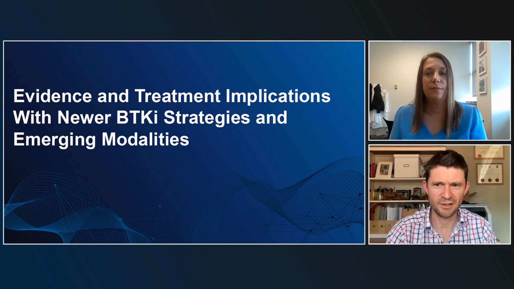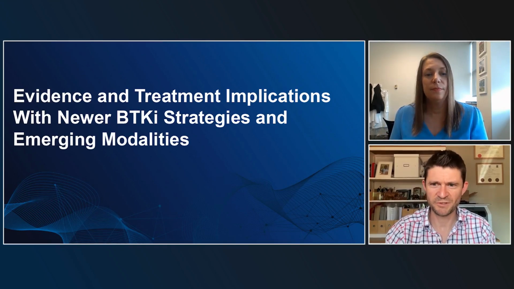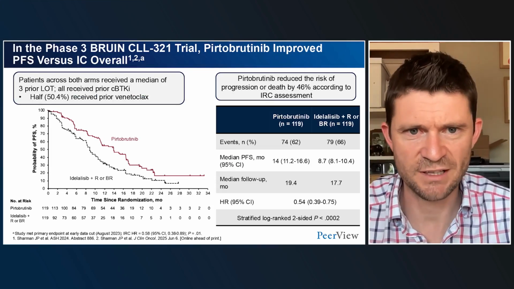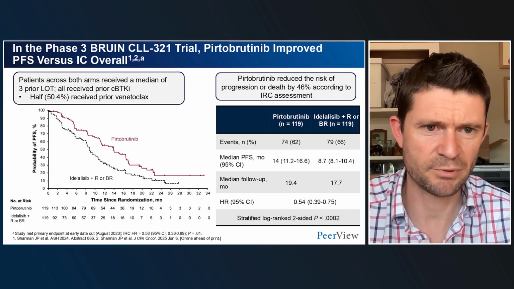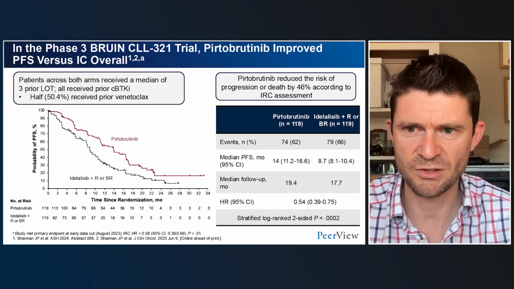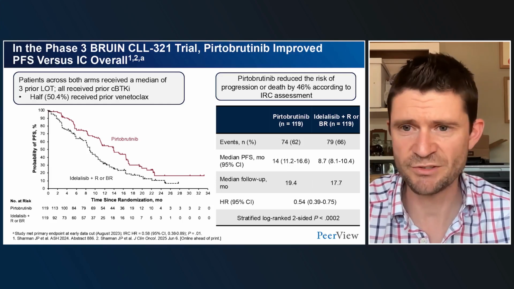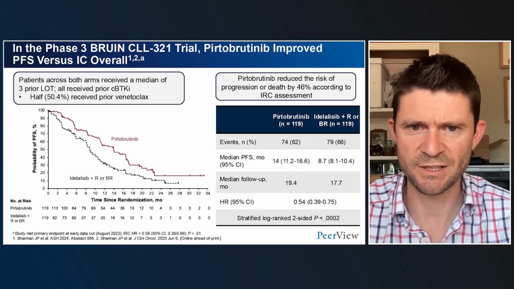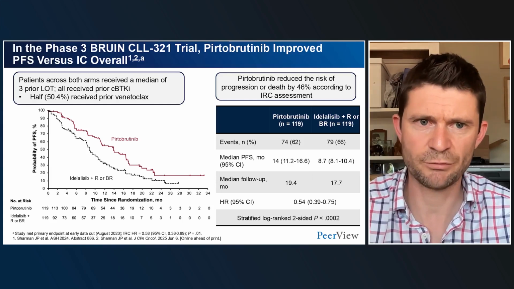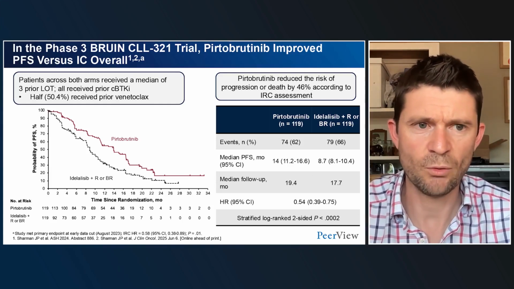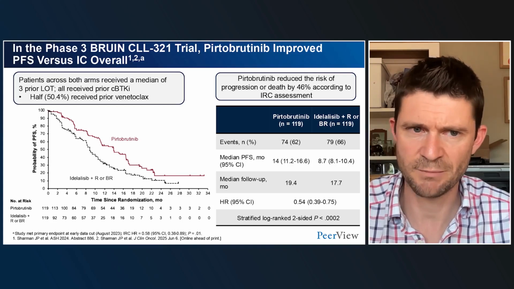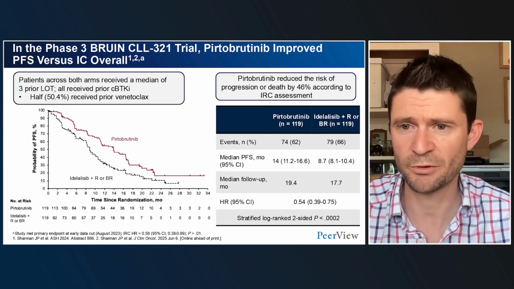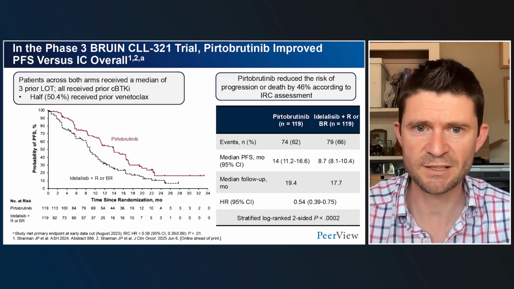Thanks very much, Jen. Great overview of what's happening in the first line treatment setting. So moving to the relapsed refractory setting, we've seen the first randomized trial presented and published in patients who've exclusively had a prior targeted inhibitor. This is the BRUIN CLL-321 trial, where all patients were enrolled and had a prior covalent BTK inhibitor, and approximately half had prior venetoclax-based treatment.